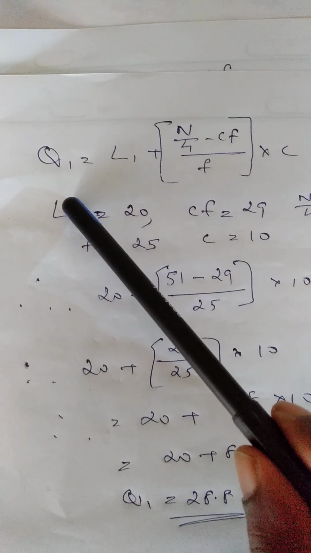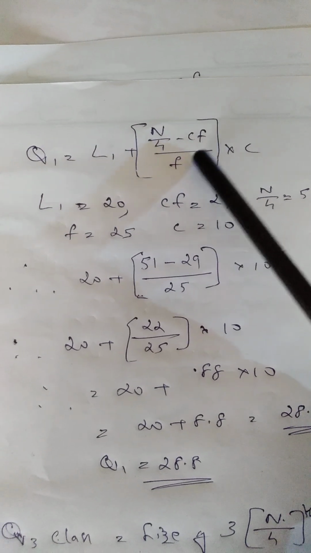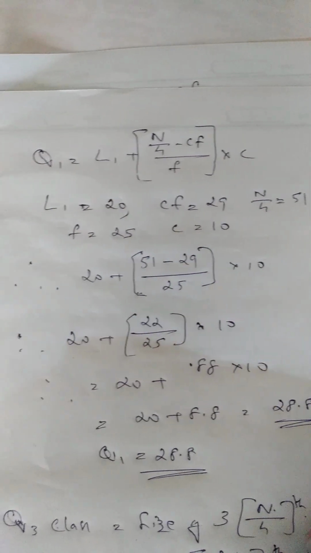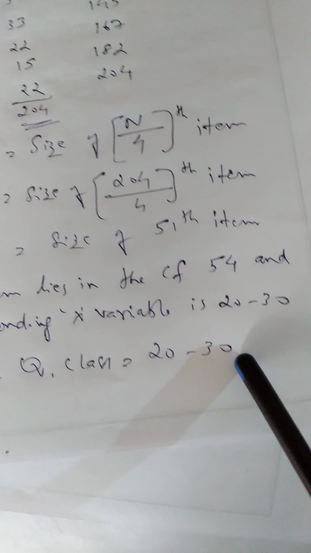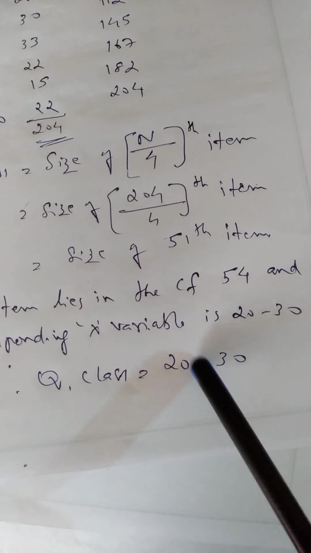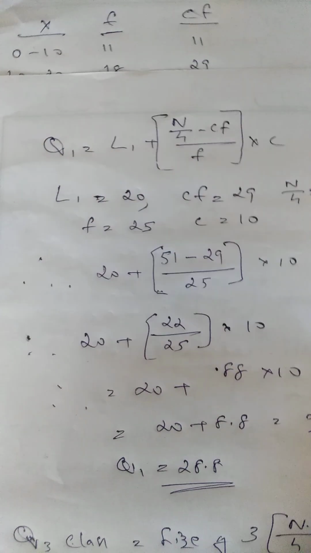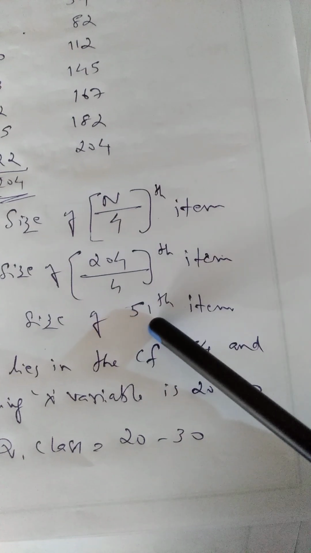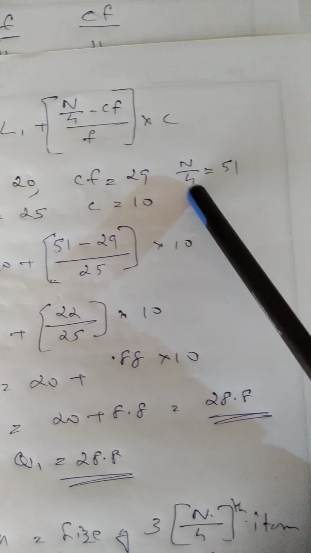In order to get the Q1 value, we have to apply the next formula. Q1 is equal to L1 plus (n by 4 minus Cf) divided by f, into C. L1 means the lower limit of the Q1 class. We got the Q1 class as 20-30 here, so its lower limit is 20. So the value of L1 is equal to 20. Now the value of n by 4, we already found out, is 51. So it is written here n by 4 is equal to 51.